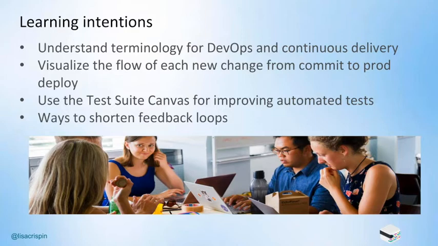So we can understand that better and keep improving it. And then one way to improve it is the test suite canvas from Ashley Hunsberger. So I'm going to go into how to use that to improve your automated test suites, and talk about how to shorten the feedback loops that these tests give us. We have these pipelines and tests so that we know right away whether we can be confident in what we would like to deploy to production.